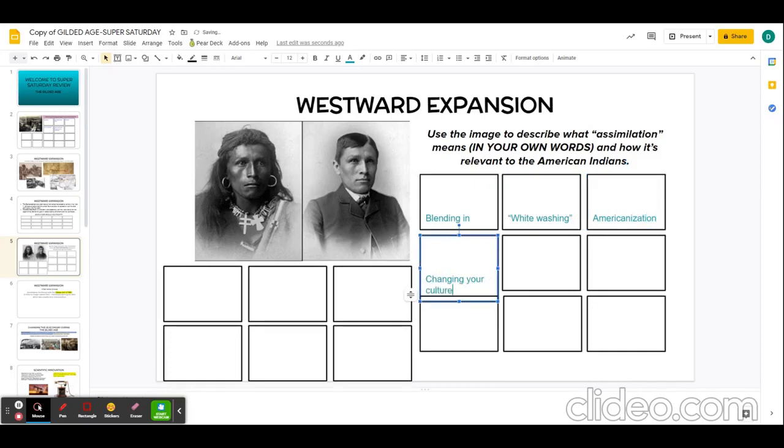Changing your culture. Any of those could be things to help you remember what assimilation is. Now, what I need you to remember about the American Indians and assimilation is that it was forced.